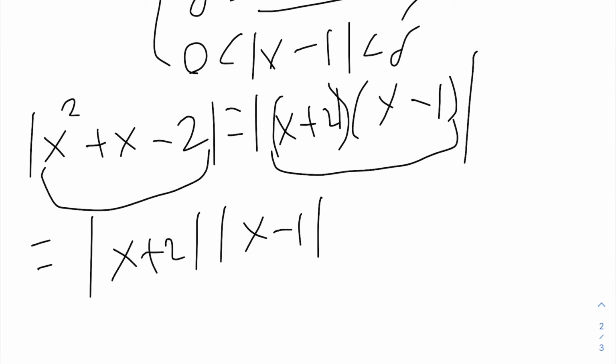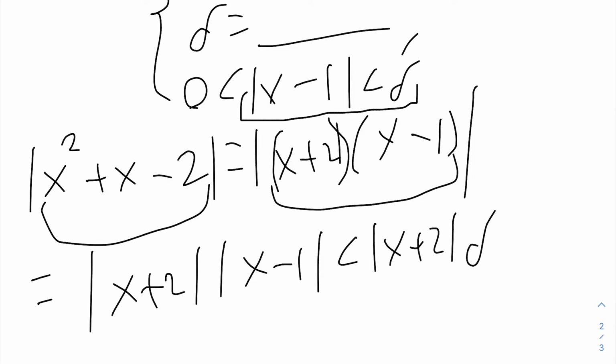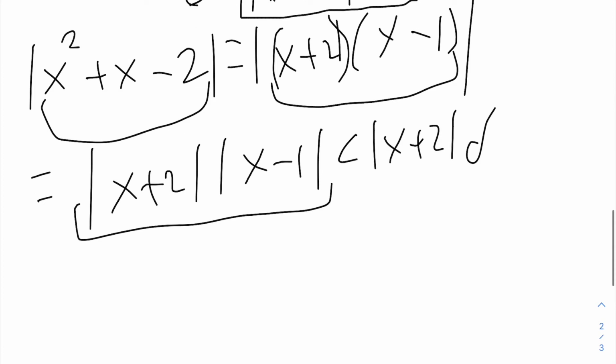so we have this piece, and then we see that we know something about x minus 1 in absolute value, that it's less than delta. So then we can just plug this in. So x plus 2 in absolute value times delta, and that's greater than this piece over here.